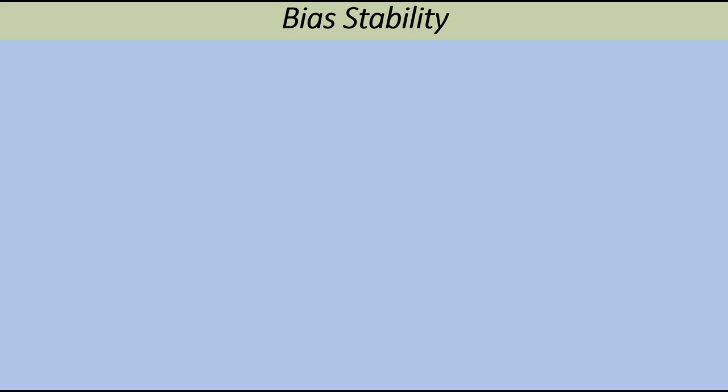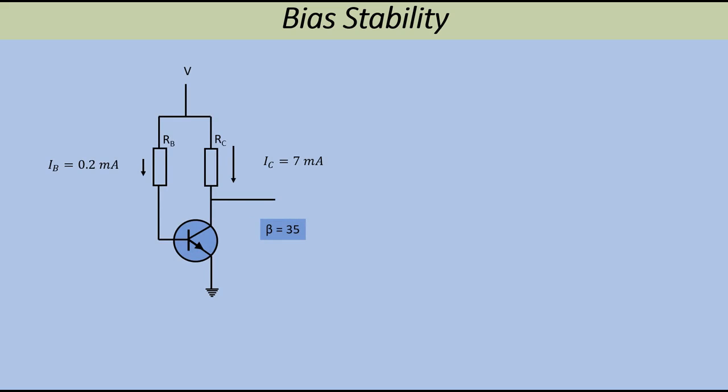Bias stability is an important thing when you're designing a transistor circuit. Let's look at our fixed bias circuit and discuss some of the weaknesses with this biasing arrangement. First of all, I've chosen these values. I haven't given the actual values of RB and RC on this diagram, but they've been chosen to provide these currents in the base and the collector. And the beta for this particular transistor has been chosen to be 35.